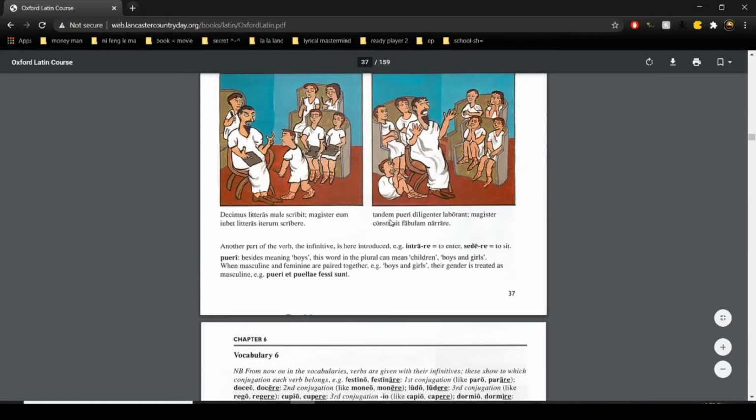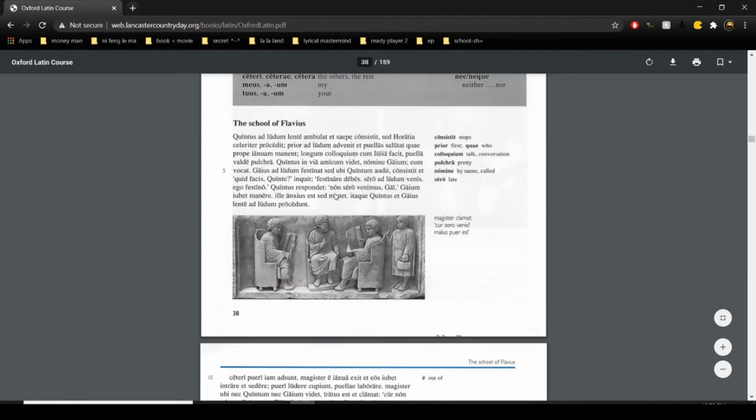Tandem pueri diligenter laborant. So finally, the boys are working diligently. Magister constituit fabulam narrare. The teacher decides to tell a story. And we come down here to the school of Flavius.